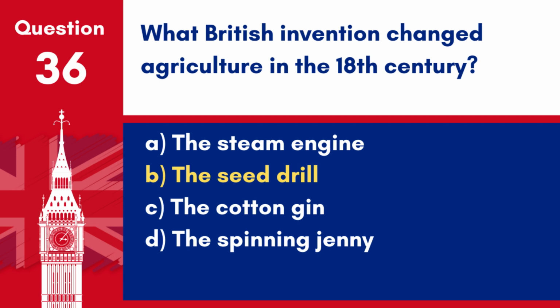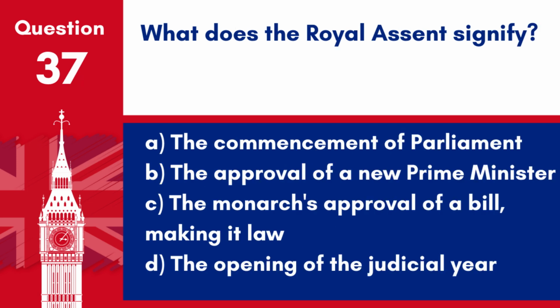specific depths. Question 37. What does the royal assent signify? A. The commencement of Parliament. B. The approval of a new Prime Minister. C. The monarch's approval of a bill, making it law. D. The opening of the judicial year. Answer. C. The monarch's approval of a bill, making it law. Royal assent is the final step in the legislative process, where the monarch formally approves legislation passed by Parliament.